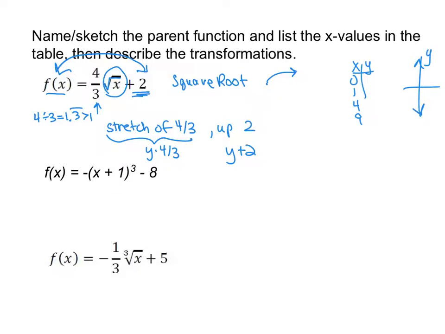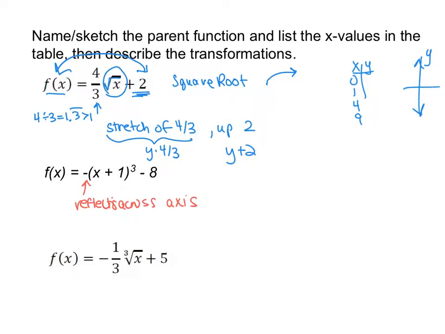So if you take a look at the next one, it said f of x equals all that. This negative in the front works just like a negative did before. It's a reflection. So this right here reflects across the x-axis. Reflects across the x-axis. That's how you would say that.